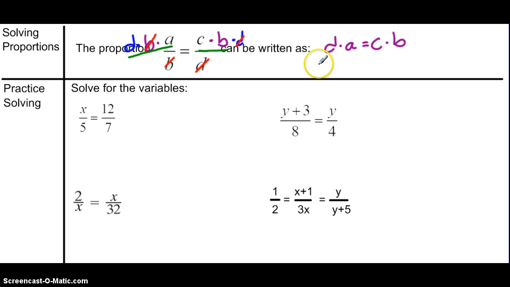And so let's actually try and apply this to some problems. At this point, if you feel comfortable solving proportions, or if you've seen these kinds of problems before, go ahead and pause the video now and try to solve the next 4 for the missing variables. Otherwise, we'll go ahead and do them.